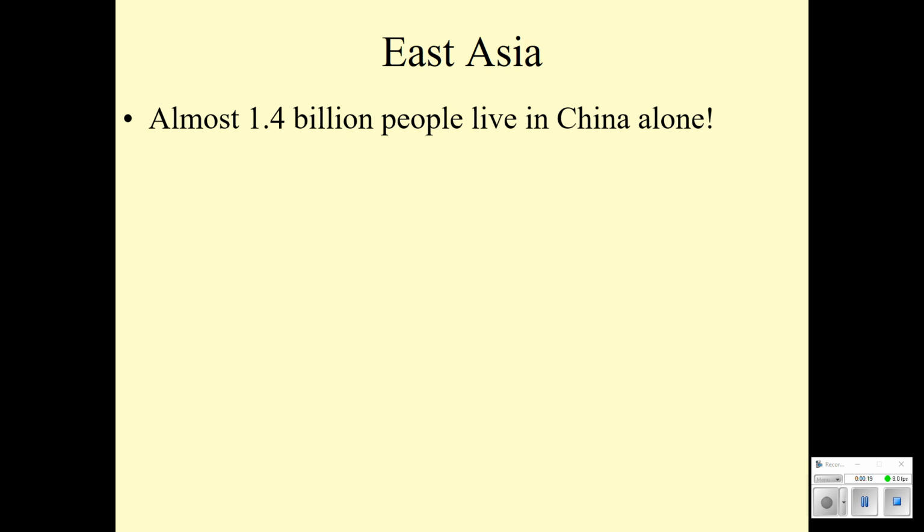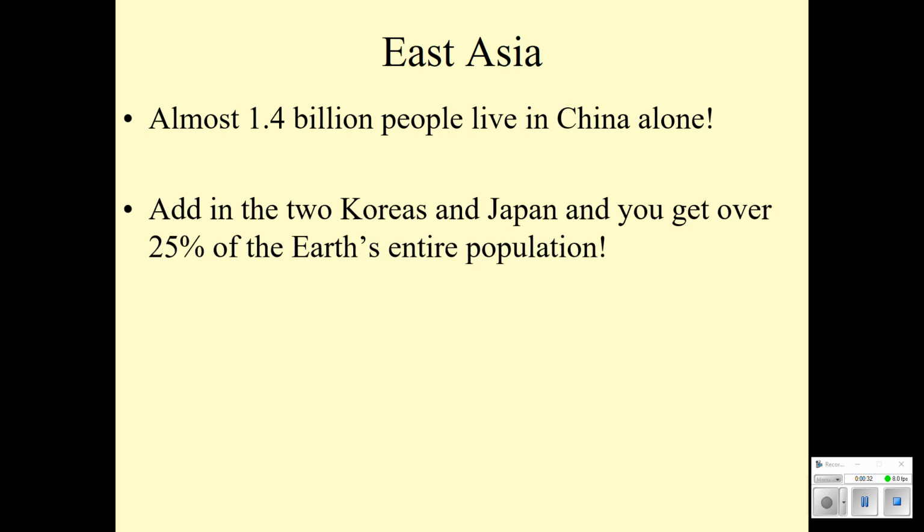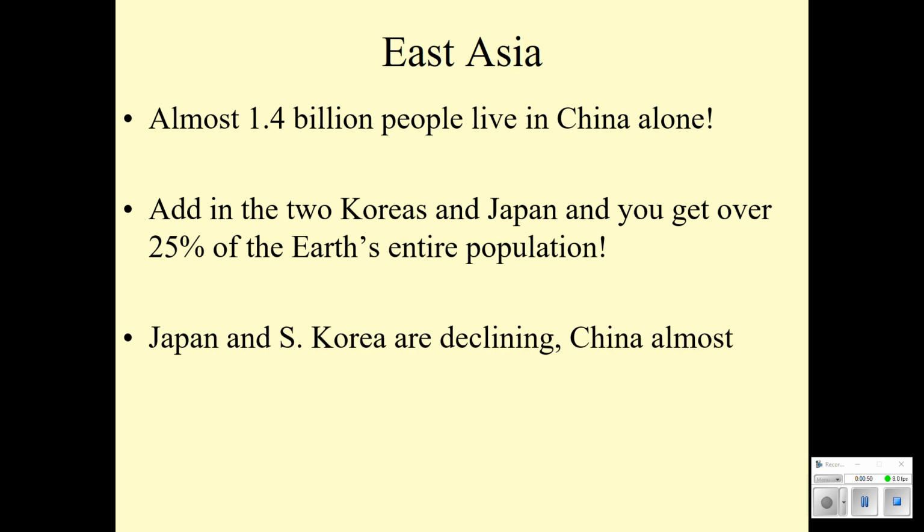About 1.4 billion people, and remember, all population statistics are unreliable. So depending on the source, you can see China's population 1.4, 1.5, 1.35, but about 1.4 billion people living in China alone. When you add in the 2 Koreas, North and South, plus Japan, remember that Mongolia doesn't have very many people, only about 3 million, but with the 2 Koreas and Japan, plus China, you end up with almost 1/4 of Earth's human population in just East Asia alone.